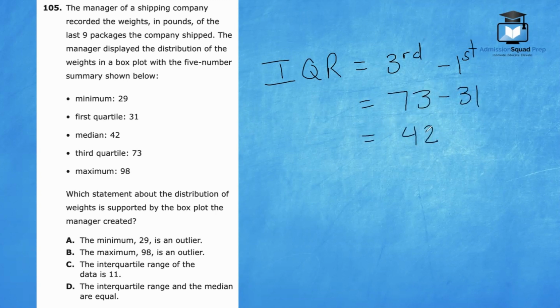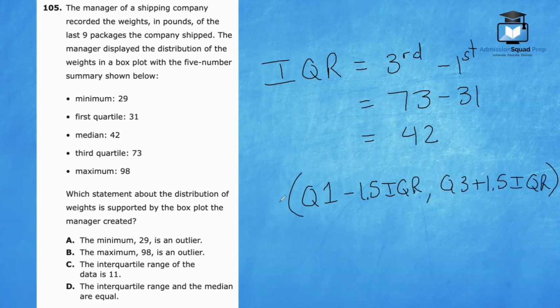In order to determine if a number is an outlier, we need to see if it falls outside of a certain range. This range is Q1, which is the first quartile, minus 1.5 times the interquartile range, and Q3 plus 1.5 times the interquartile range. So any number that is smaller than or greater than these numbers is going to be considered an outlier.